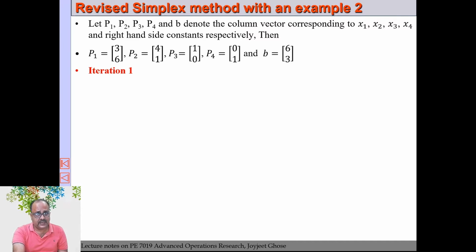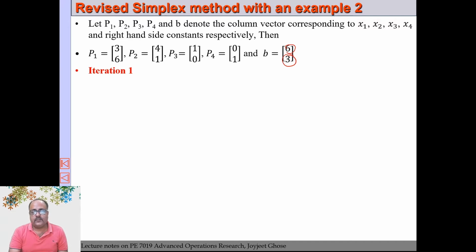Iteration 1: as we start in conventional problems, here also we'll do the same thing. We'll start with x1 and x2 equal to 0, x3 equal to 6 and x4 equal to 3. We'll start with this solution, and obviously z will be 0 in this case, and we'll check whether this solution is optimal or not. Obviously this will not be an optimal solution.